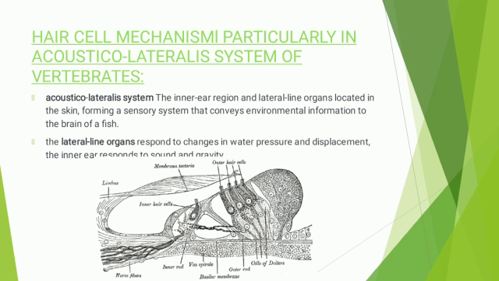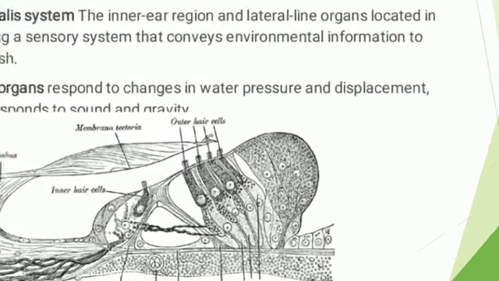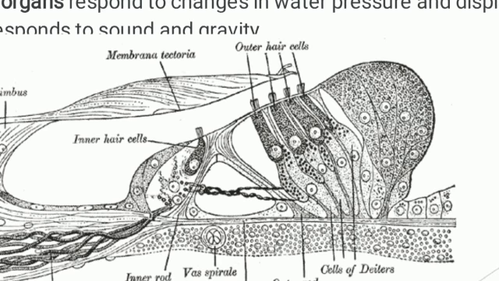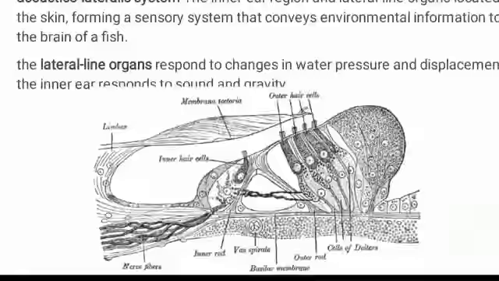Now we discuss the hair cell mechanism, particularly in the acoustico-lateralis system of vertebrates. This is a specialized system. In this system, the inner ear region and the lateral organ located in the skin form a sensory system that conveys environmental information to the brain of the fish. The lateral organ responds to changes in water pressure and displacement, and the inner ear responds to sound and gravity. In this diagram, the outer hair cells and the inner hair cells show how the acoustico-lateral system works.